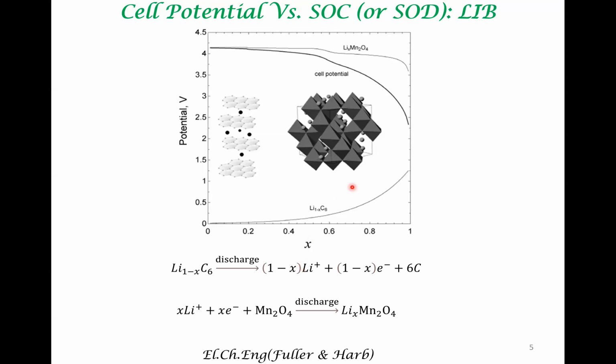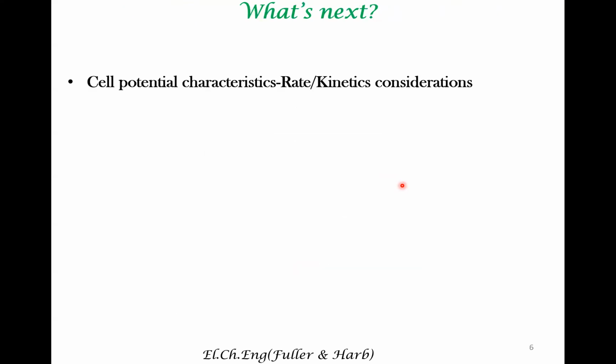So the overall take-home message is that the overall cell potential can be understood in terms of two half-cell reactions. In the next lecture, we will look at the battery cell potential as a function of certain kinetic factors, how the cell potential will vary depending upon how much current you're drawing, which is the rate or kinetic consideration. We will look at that in the next lecture.